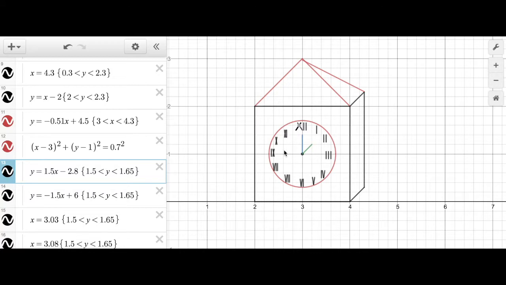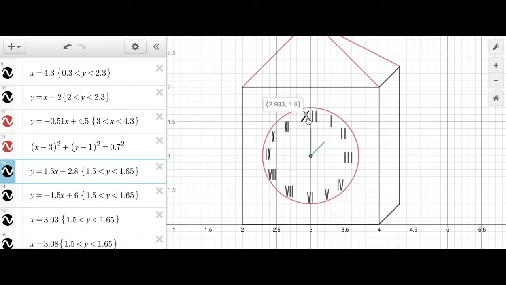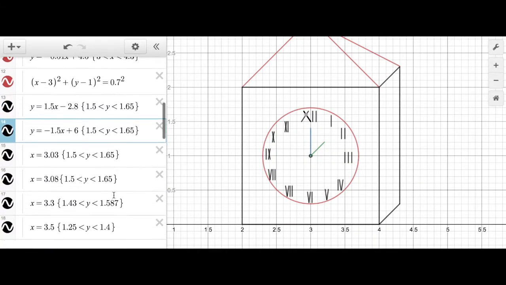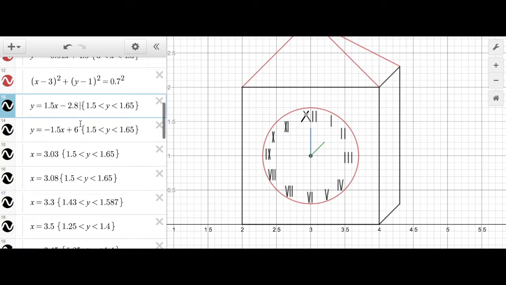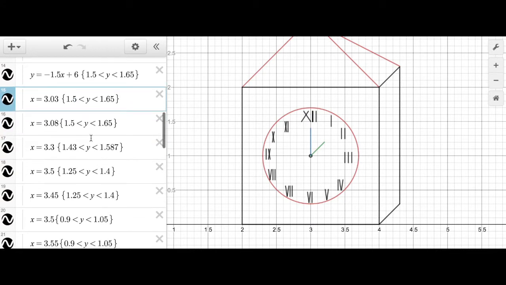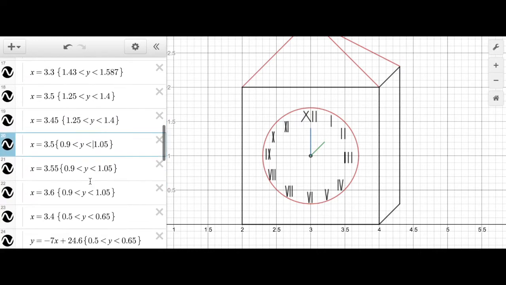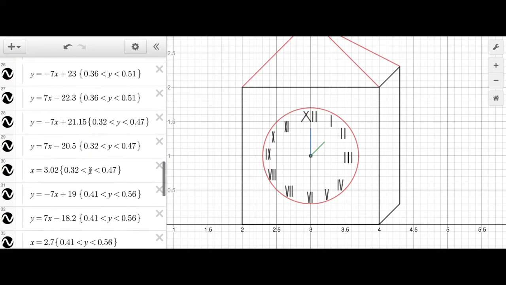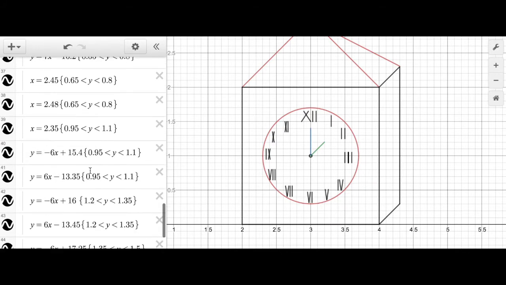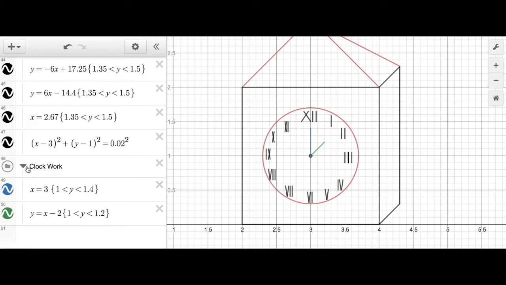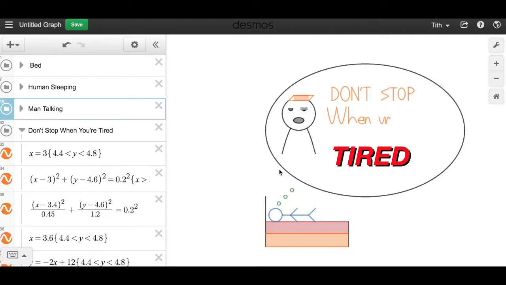And for the individual Roman numerals, I use individual linear functions, one by one, to create each individual number, and I limited them with the domain and range in order for them to look like numbers. If I didn't use it, they would just be lines going everywhere. As you can see that I'm scrolling through, you can see the equations that I have used for each of the numbers. And for the hands of the clock, I use x equals 3 as a straight line and y equals x minus 2 as the hour line.